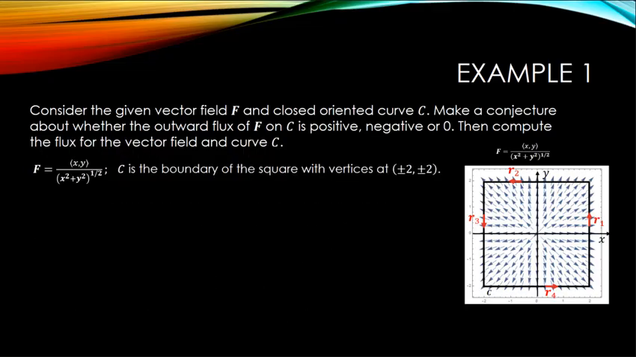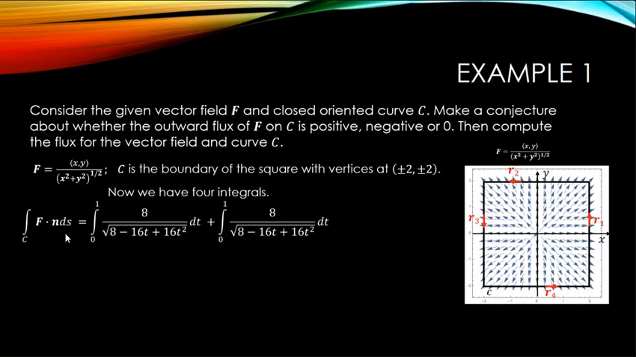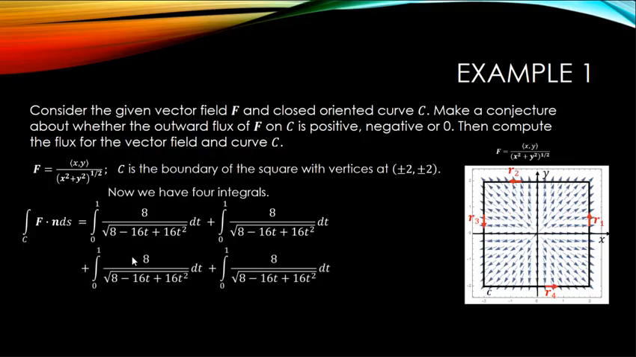So now I need to set up my 4 integrals. My line integral over C of F dot n ds is equal to the integral from 0 to 1 of 8 over the square root of 8 minus 16t plus 16t squared dt, plus the integral from 0 to 1 of 8 over the square root of 8 minus 16t plus 16t squared dt, plus the integral from 0 to 1 of 8 over the square root of 8 minus 16t plus 16t squared dt, plus the integral from 0 to 1 of 8 over the square root of 8 minus 16t plus 16t squared dt.